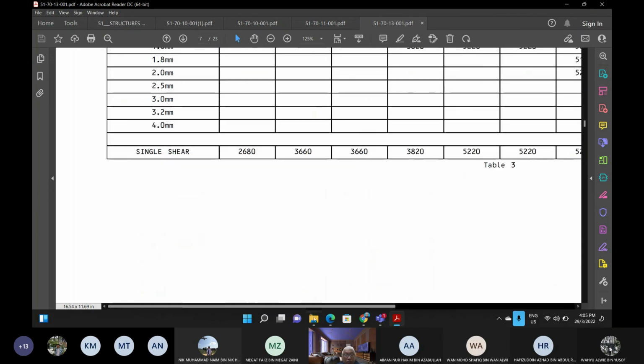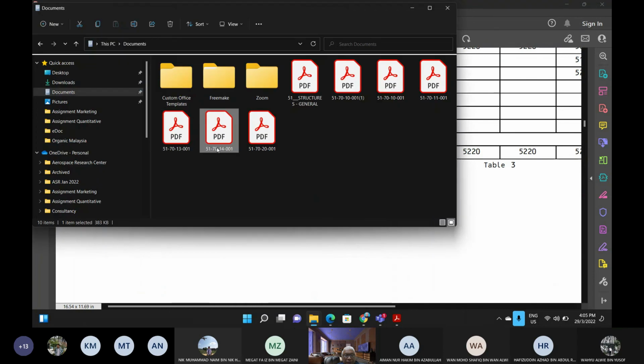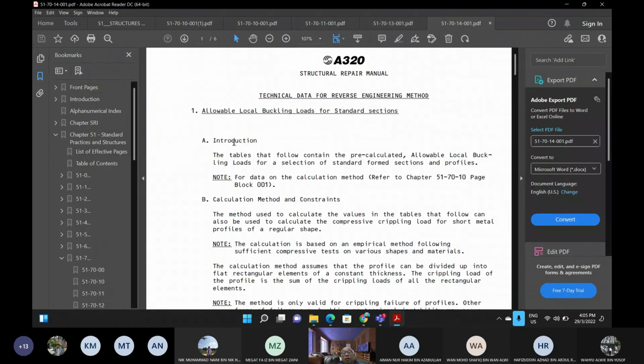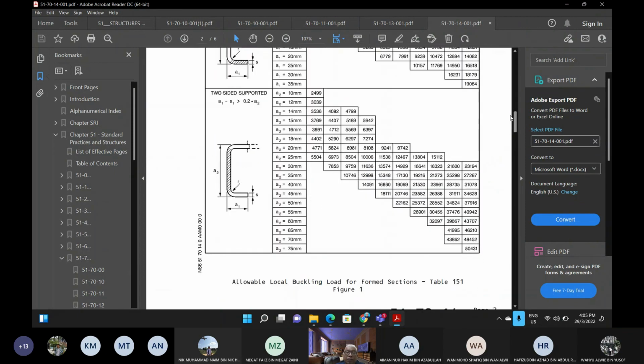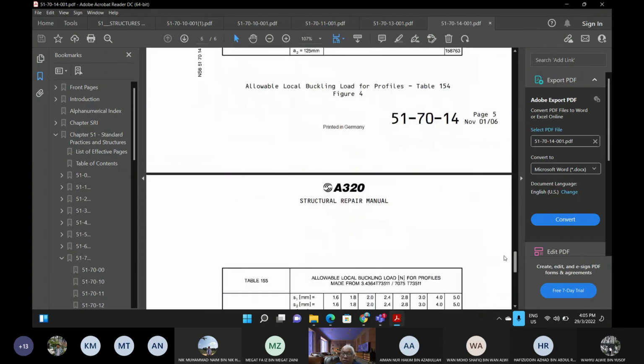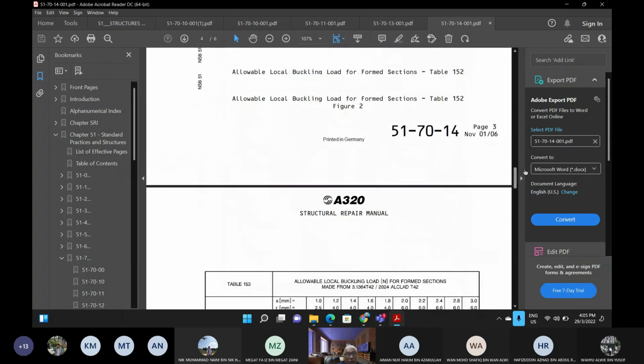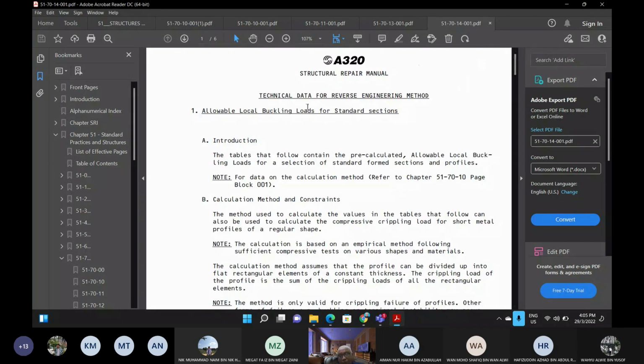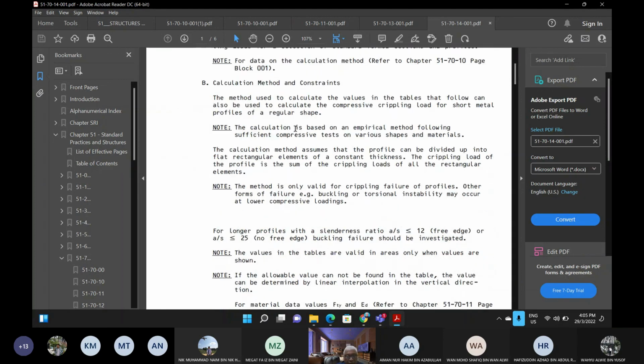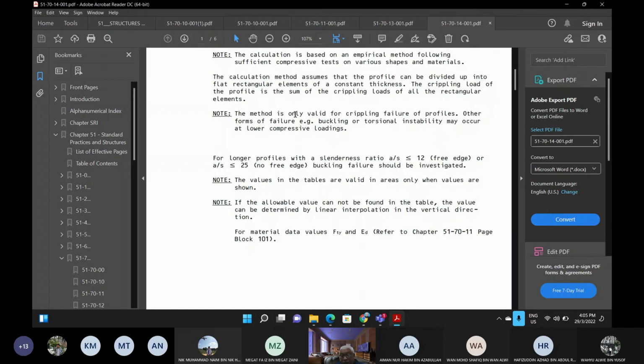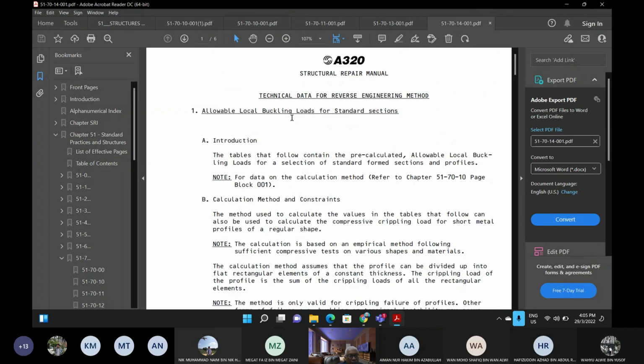So next is the manual, technical data for reverse engineering, allowable local buckling load for standard section. So here we calculate buckling and crippling. I will go through that later. How we want to make sure that the repair that you introduce does not fail in buckling and crippling. So this analysis here of 511714 will give you the detailed analysis of the buckling.